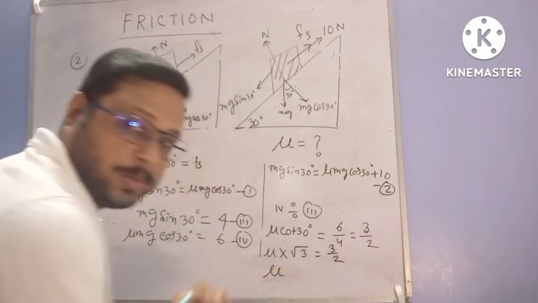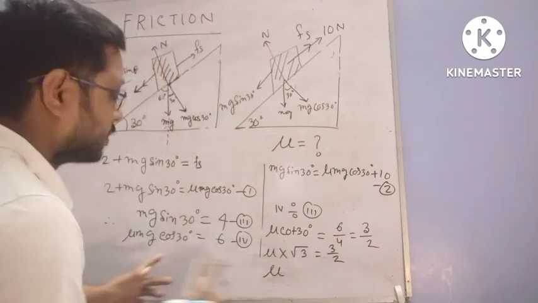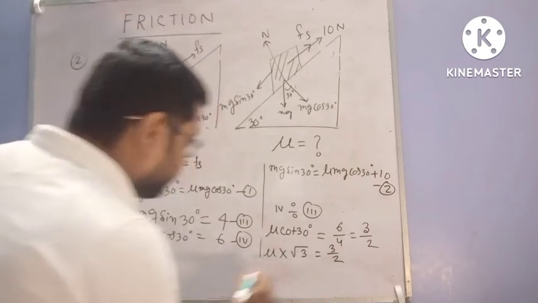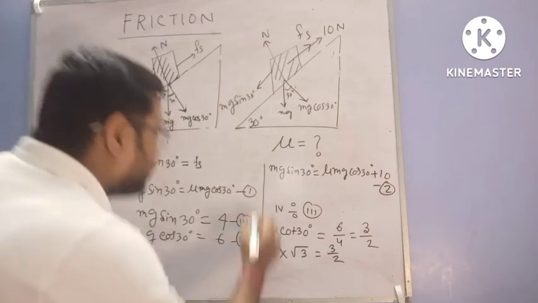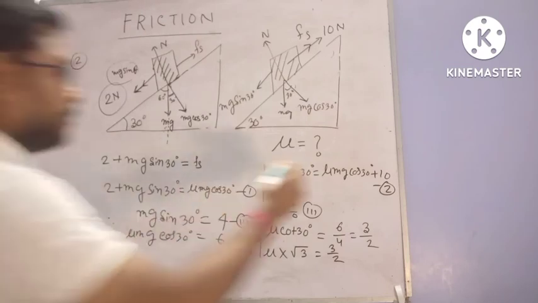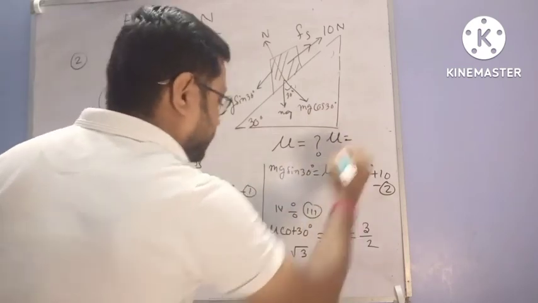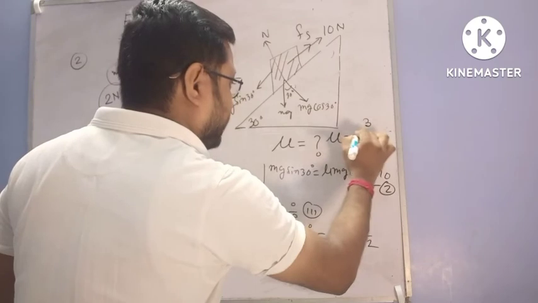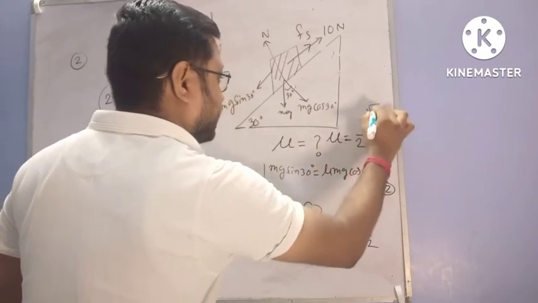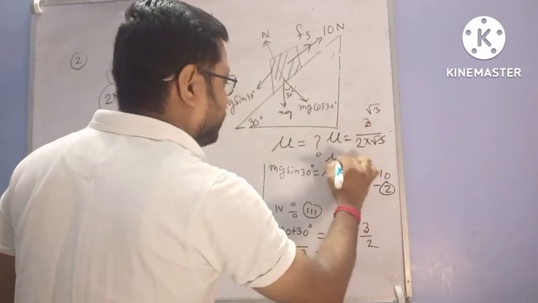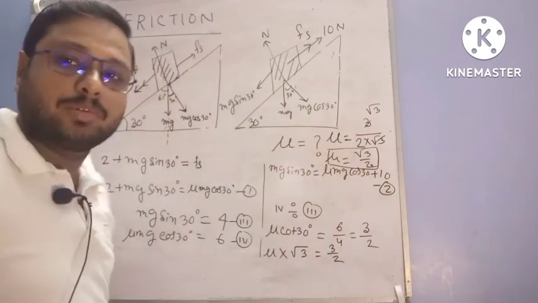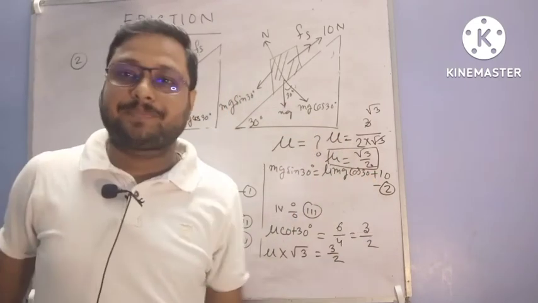What is the value of mu? Mu into root 3 is equal to 3 by 2. Then what is the value of mu? Mu equal to 3 by 2 into root 3. If we cancel root 3, mu equal to root 3 by 2 is the answer. Mu equal to root 3 by 2 is the answer.